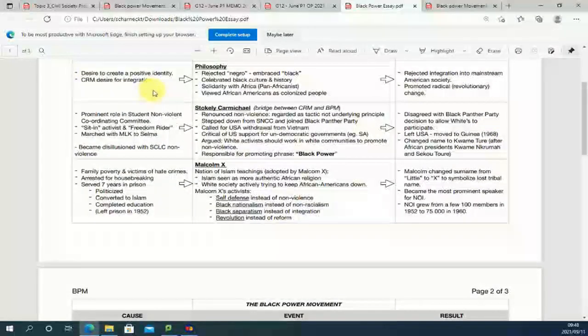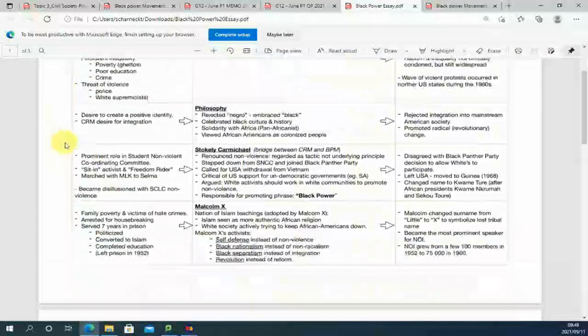There was a desire to create a positive black identity, whereas the civil rights movement had a desire for integration. Okay? What events are we looking at over here? Rejecting the term Negro, embracing the term black, celebrating black culture and history, forming solidarity with Pan-Africanism, and viewing African Americans as colonized people. Alright? The result? Rejecting integration into mainstream American society, and promoting radical revolutionary change as a result. Okay.